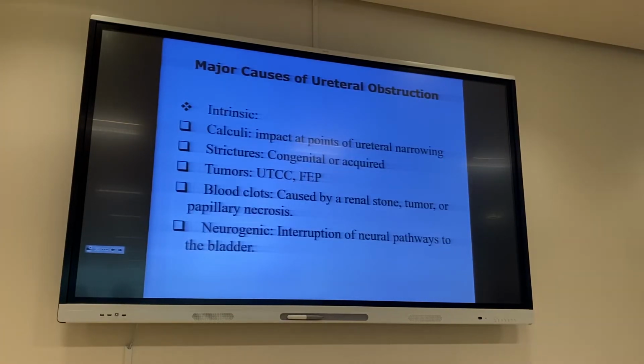Now there are internal causes for ureteral obstruction. Of course, stone is high on the list, the most common one. Strictures, either congenital or acquired, could also be there. Any kind of inflammation that happens in the ureter will be followed by healing. Usually the healing will be by fibrosis. That's going to result in a stricture. With tumors, the most common tumor is going to be the FEP, the fibroepithelial polyp, and also the urothelial cell carcinoma. Blood clots may actually be caused by a renal stone, a tumor, or papillary necrosis that may reach the ureter.